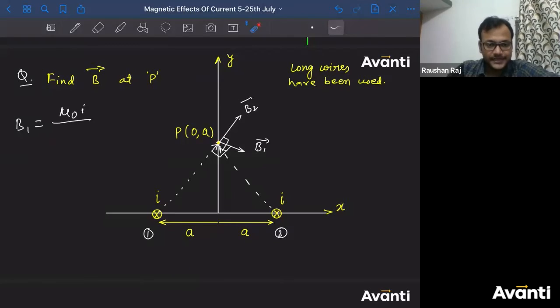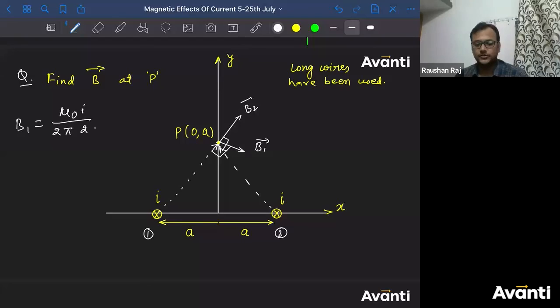2 pi into d is what? Square root of, sorry, 2 square root a. So, square root of 2a, or root 2a, exactly. Root 2a. So this is the answer for B1.